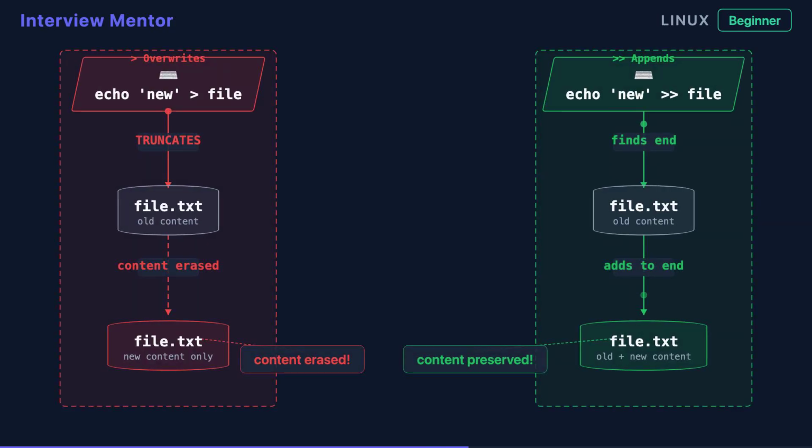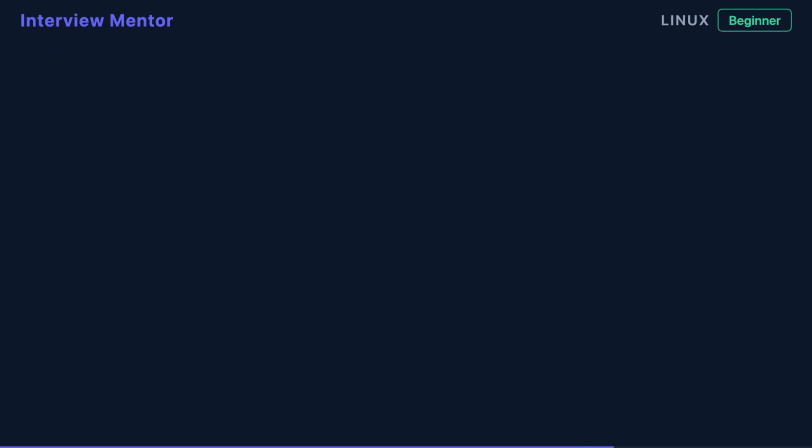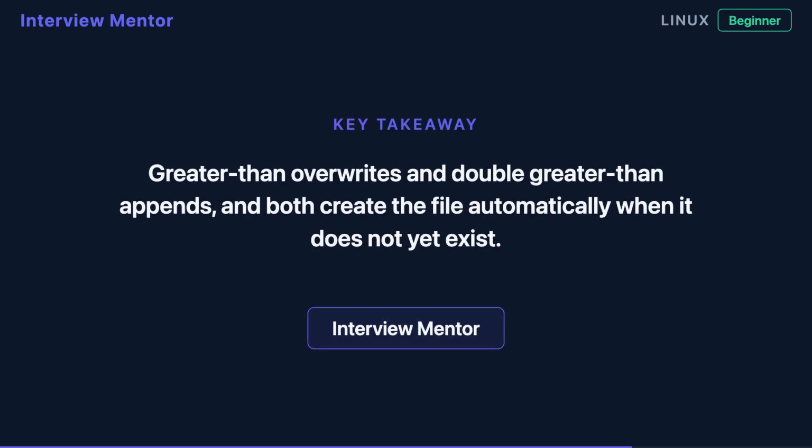On the left, single greater than reaches into the file and wipes it clean before writing. The old content is gone. On the right, double greater than seeks to the end of the file and starts writing there, so old content and new content both survive. Same command structure, fundamentally different outcomes. Greater than overwrites, double greater than appends, and both create the file if it does not exist. Next time you reach for a redirect, choose carefully.